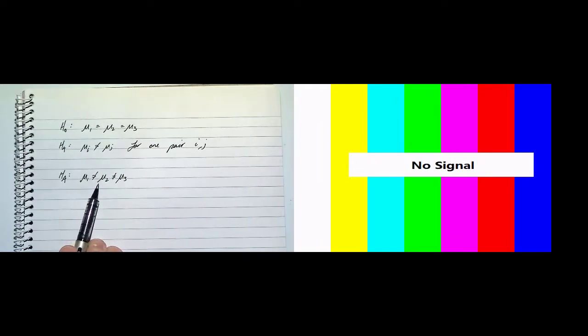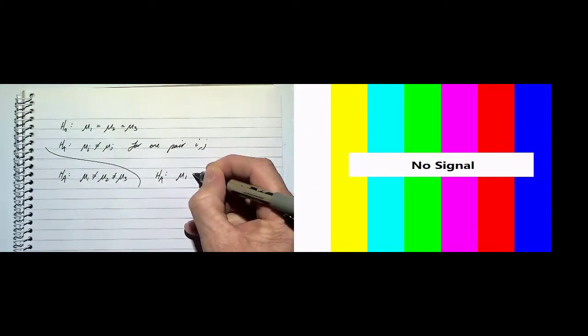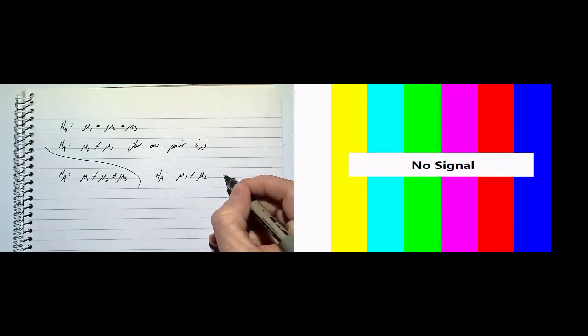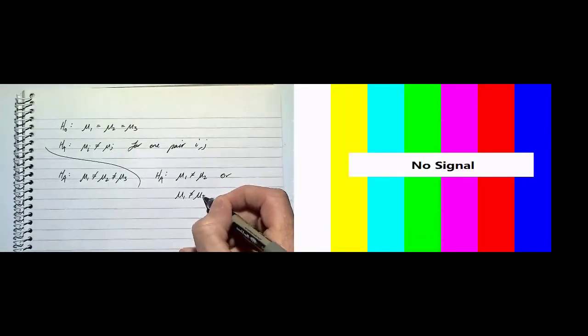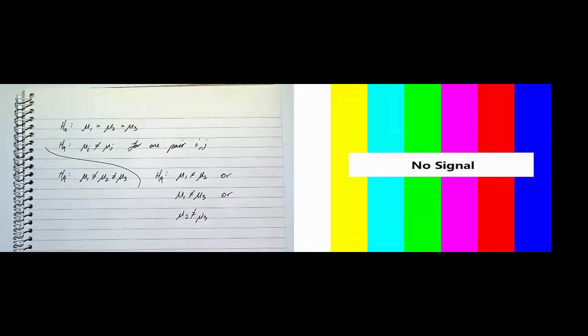All right, this is not the alternative. This is saying that mu1 doesn't equal mu2 and mu2 doesn't equal mu3. All right. What the actual alternative is, if we wanted to expand this out, is something like mu1 doesn't equal mu2, or mu1 maybe doesn't equal mu3, or mu2 doesn't equal mu3. All right, we only need one pair, or at least one pair, of means to not be equal in order to be able to reject the null, okay? Whereas this statement is a much stronger statement. This is saying that they're all different, okay?